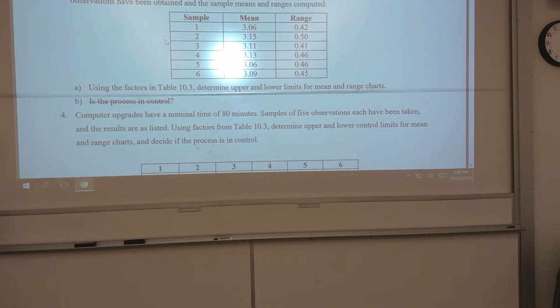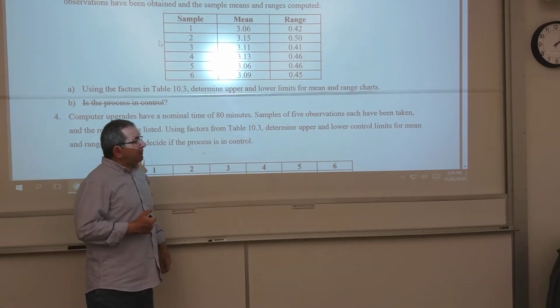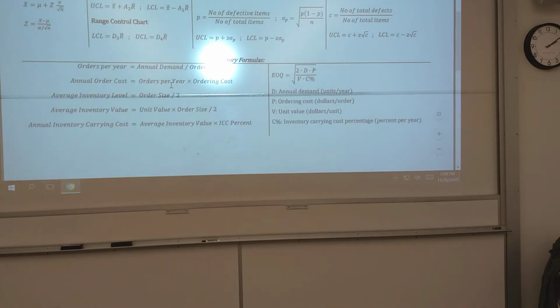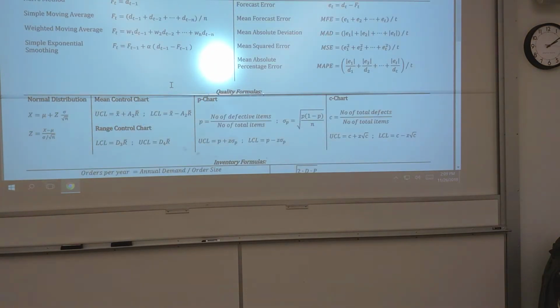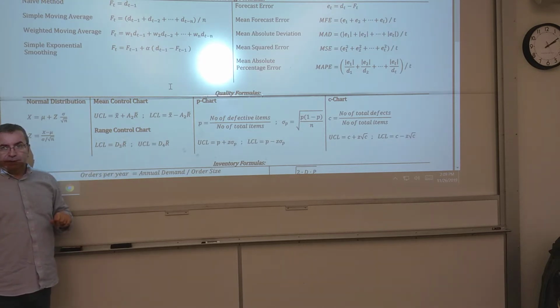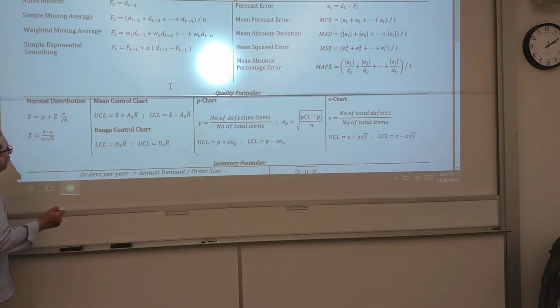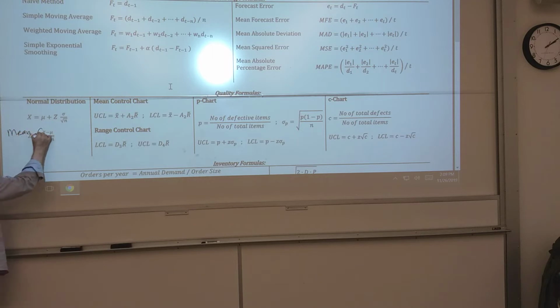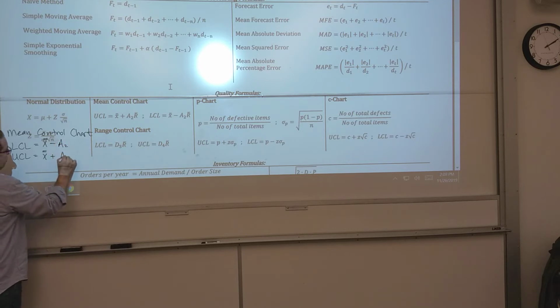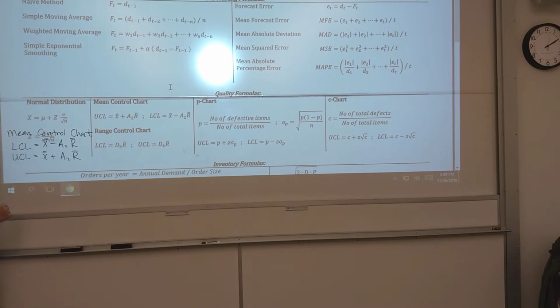using the factors in table 10.3, determine the upper and lower control limits for the mean and range charts. So basically, we're looking at the following formulas. Mean control chart and range control chart. So let me write down the formulas. So for the mean control chart, lower control limit, upper control limit, x double bar, plus minus, lower is minus, plus upper, A2, R bar, okay?